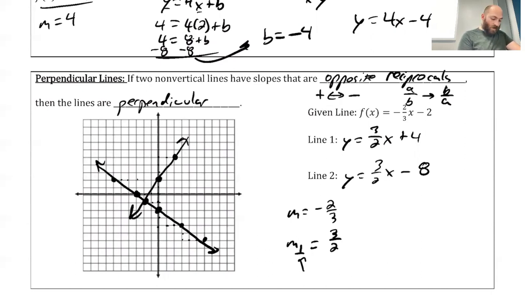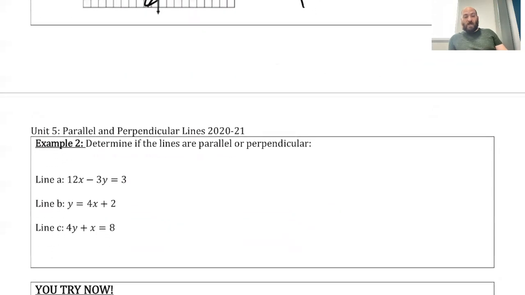Or the other option I went with was, let's see here, 1, 2, 3, 4, 5, 6, 7, 8. I can go 1, 2, 3 up, 2 to the right, 1, 2, 3 up, 2 to the right, and so on. Okay. So because they're opposite reciprocals, these are right angles. Okay. So let's use that.